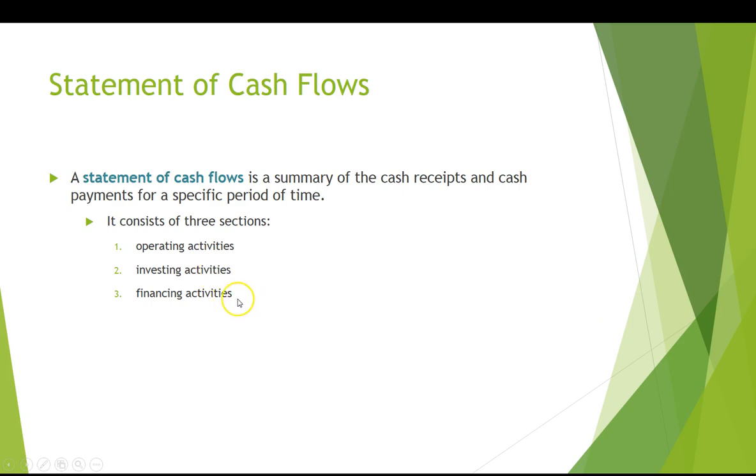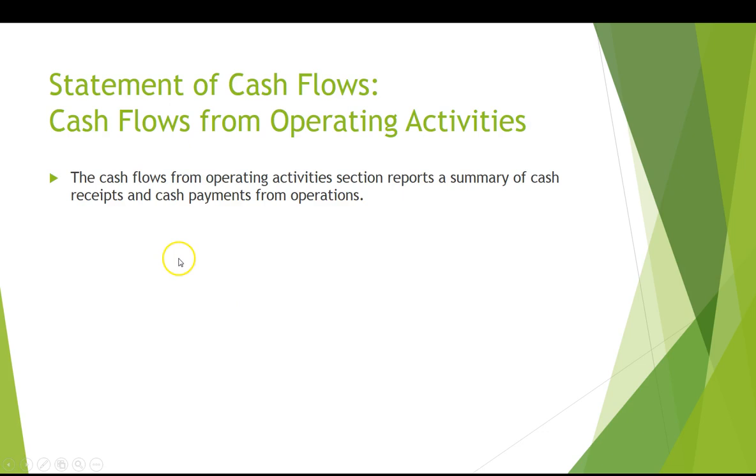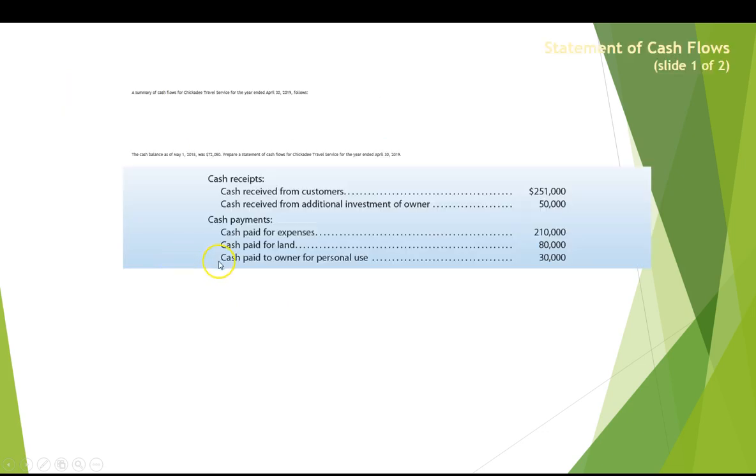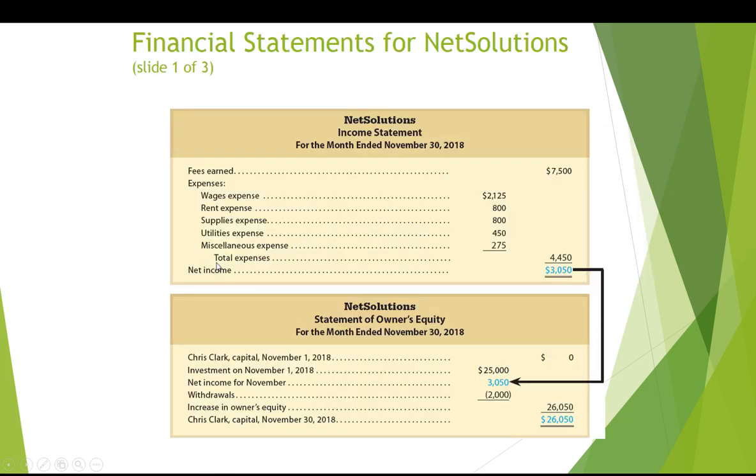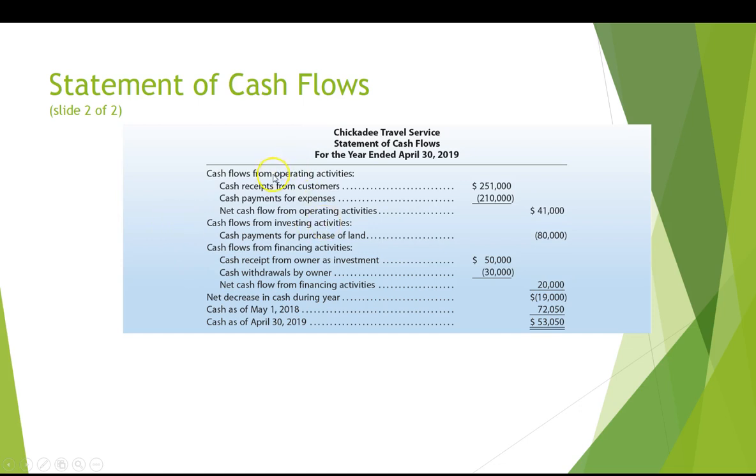Financing are all other areas such as owner investments, owner withdrawals, and if you were a company, it would be the issuance of stock or the payment of dividends. All right, so the statement of cash flows will look just like this. We have cash flows from operating activities, and we break down the cash that came in and the cash that went out to get to the net cash flow from operating.